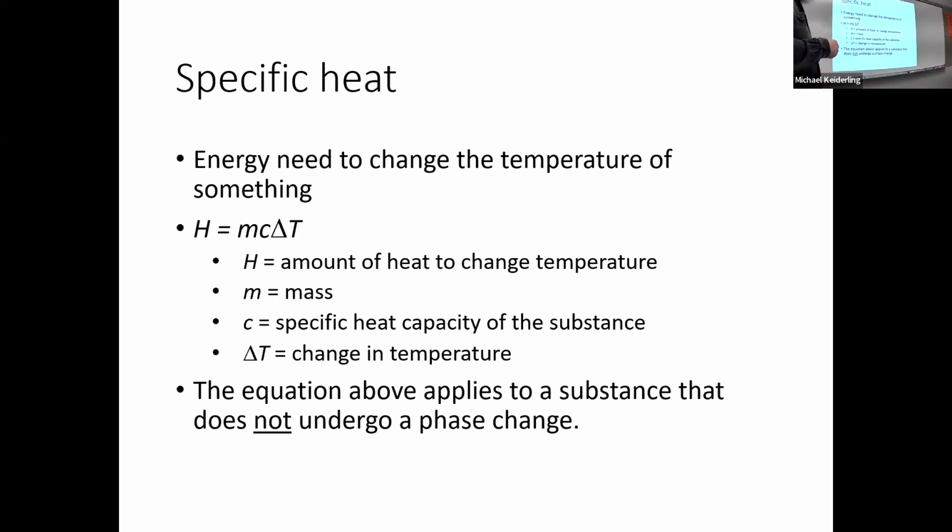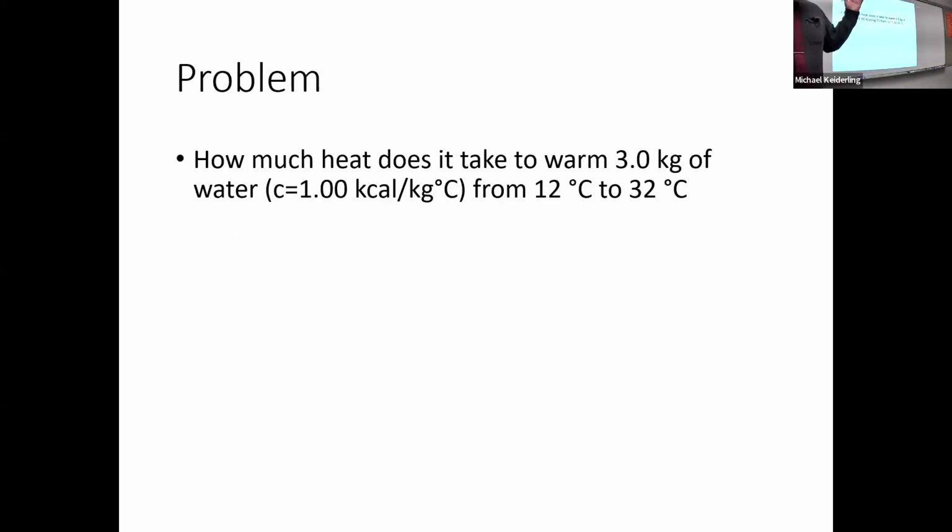So the amount of heat required for a change in temperature is the mass of the substance times the specific heat capacity of the substance times the change in temperature. And this applies to a substance that is not undergoing a phase change. If something is melting or boiling, you have to use latent heat instead.